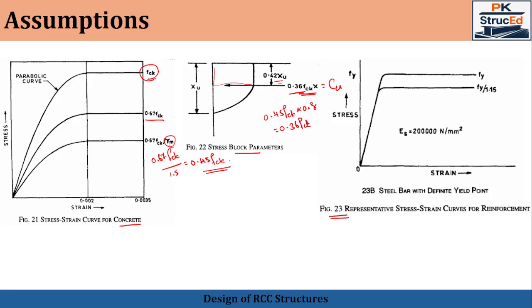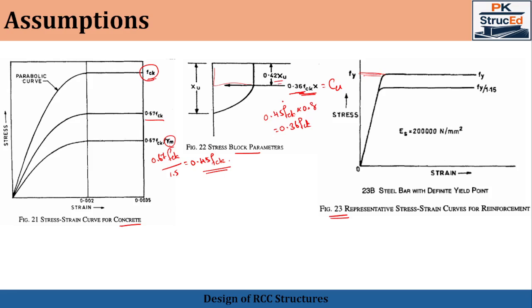So steel initially follows Hooke's law, wherein the stress is directly proportional to strain. It yields at yield stress Fy. After yielding, the steel undergoes large strains without much increase in the stress. So this provides ductility and warning before failure.